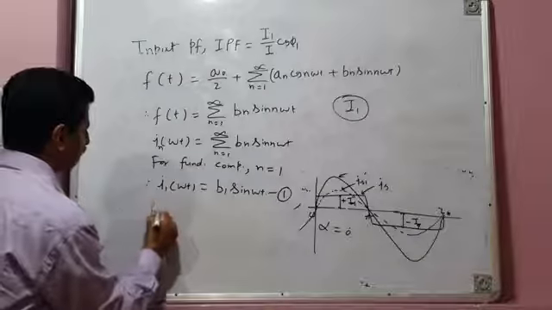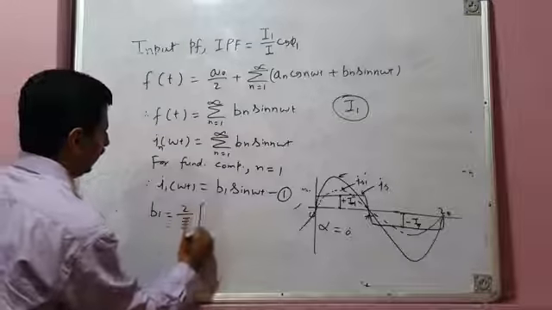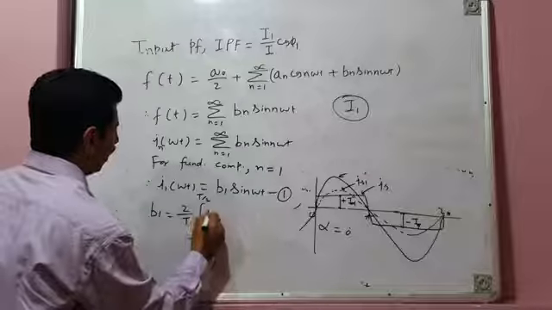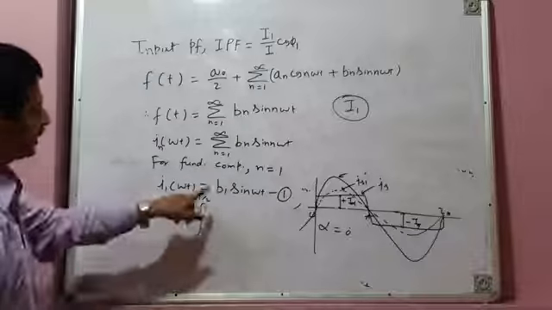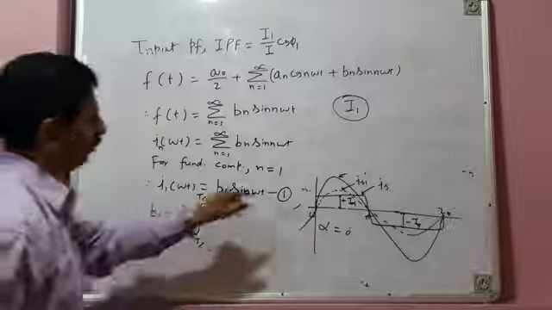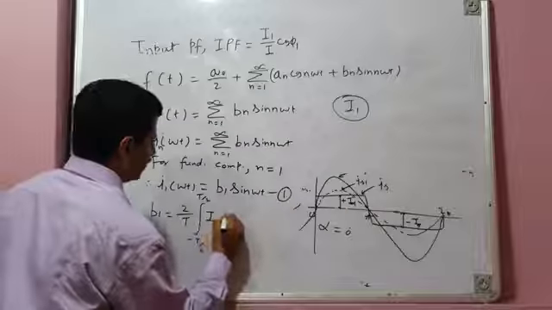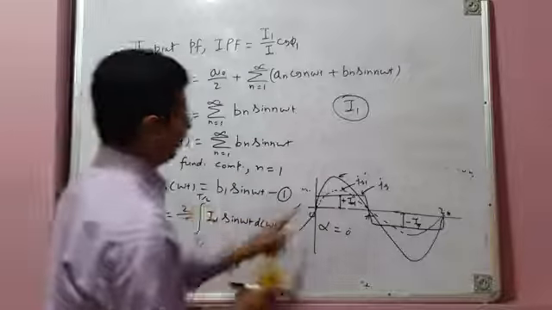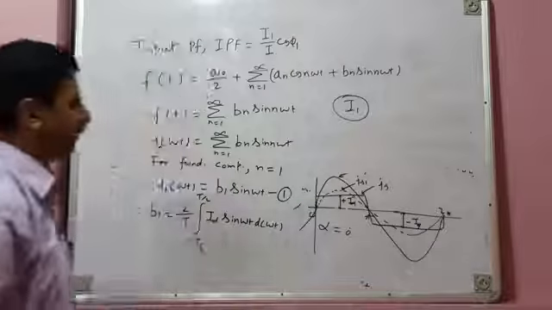Where, what is B1? B1 I mentioned a little while ago. It is the Fourier coefficient given by 2 by T integration from minus T by 2 to plus T by 2 of f(t) sine omega t d omega t. f(t) is actually the amplitude of the current. What is the amplitude of current? It is plus Id. So I will write Id sine omega t d omega t. So here f(t) is actually the amplitude of the current. What is the amplitude of current? It is plus Id. So that's what I have written here.